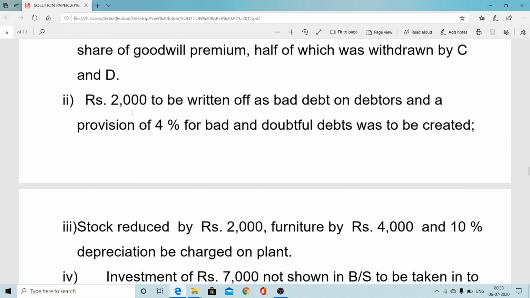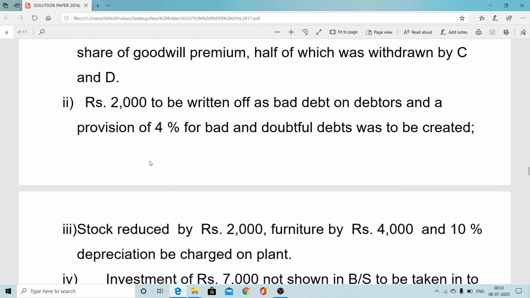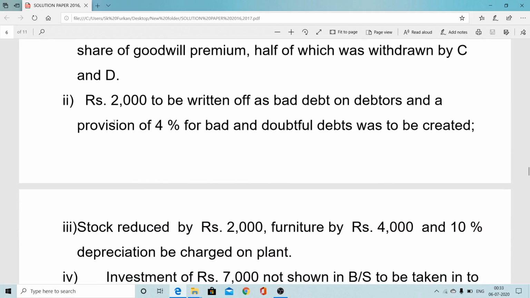Now number 2, rupees 2,000 is written off as a bad debt. So it is a new bad debt, and you have to maintain a 4% provision on the debtors for doubtful debt. So there are 2-3 ways we can do this. The normal way: if you think of rupees 2,000 as a bad debt, we know the entry for creating bad debt, bad debt account debit to debtors.